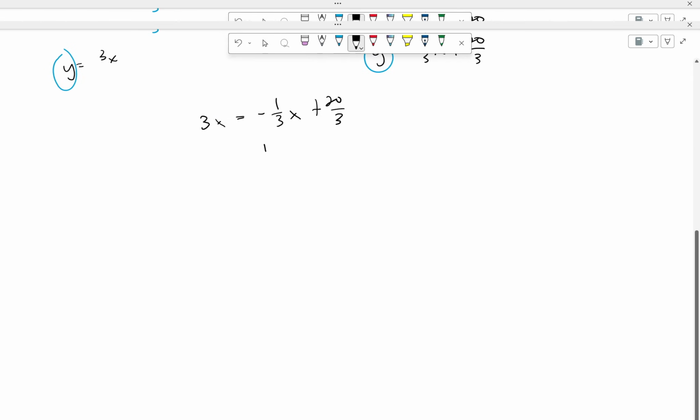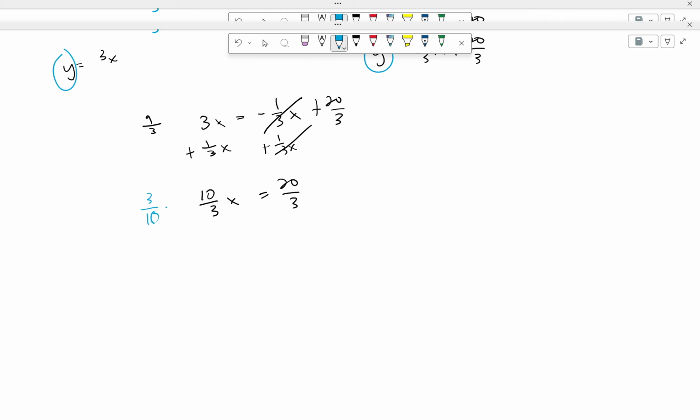I'm going to add 1/3 x to both sides. Okay? This is going to cancel on the right. So then remember, this is going to be 9/3, which is 3. So 10/3 x is equal to 20/3. And then when we solve, I need to multiply by 3/10 on both sides. All right. Cancel, or factor. So x is going to be equal to, these guys factor, and even this one right here. This is going to give me an x of 2.